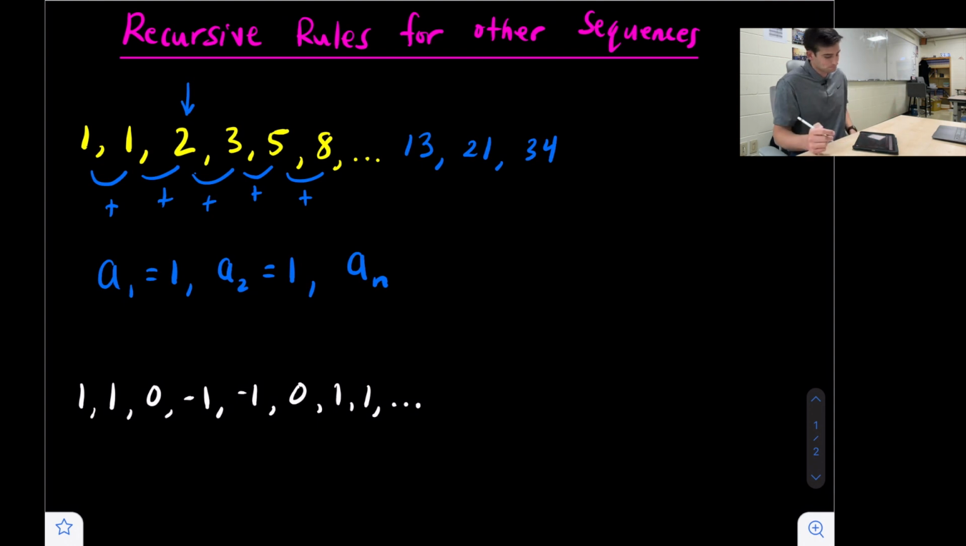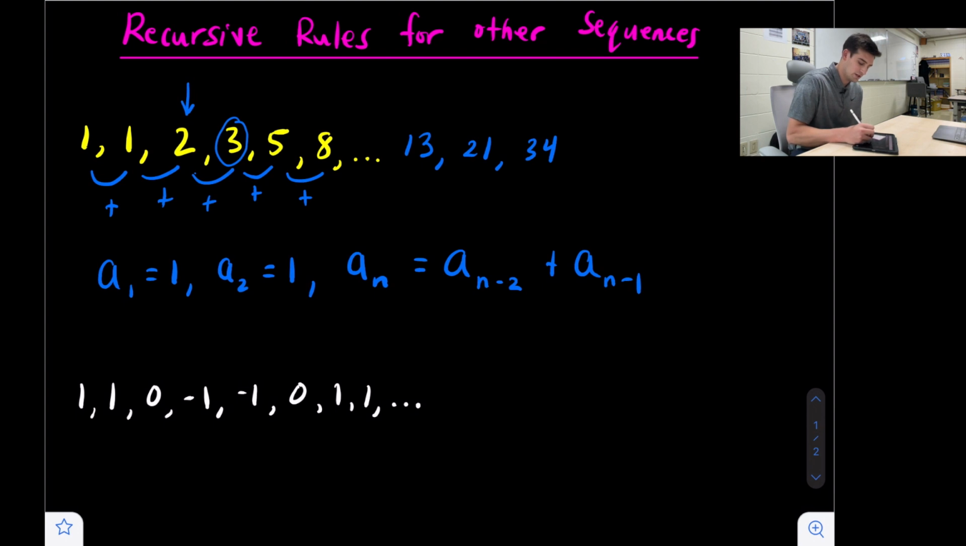We have to know what the first two terms are, or we can't add the two previous terms to get the third term, right? Okay, so now we're going to say a sub n is equal to a sub n minus 2 plus a sub n minus 1. So let's talk about what that means, okay? So a sub n minus 2. Well, n is the position of the term, right? So if I want to find, let's say, the fourth term in the sequence, right? So here we know it's 3, okay?